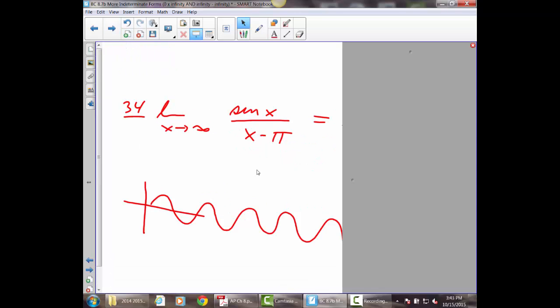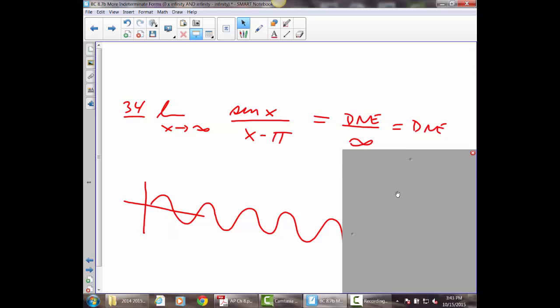Number 34, this is a weird one. If you substitute, you'll get the sine of infinity. Now, the sine of infinity, it's not like the graph of y equals sine x goes to a particular number as you go to the right. And this would end up being x, which is infinity minus pi, which would be infinity.